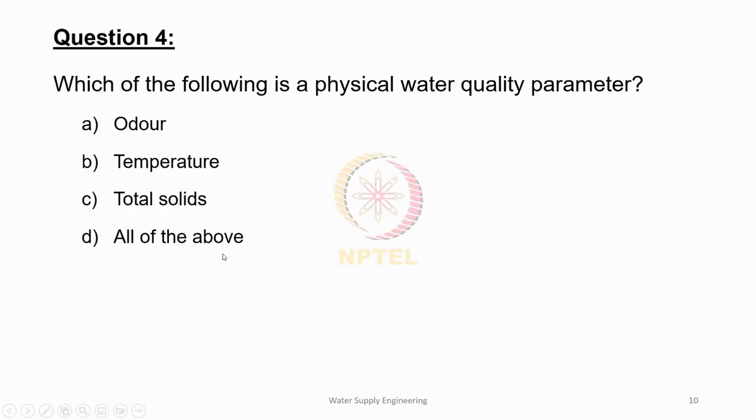All right. So, moving on to the next question. Question number 4. Which of the following is a physical water quality parameter? Option A, odor. Option B, temperature. Option C, total solids. Option D, all of the above. Which of the following is a physical water quality parameter?